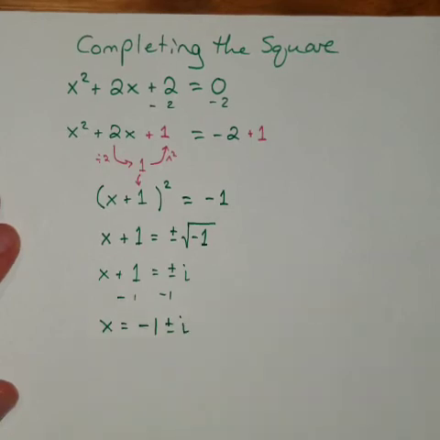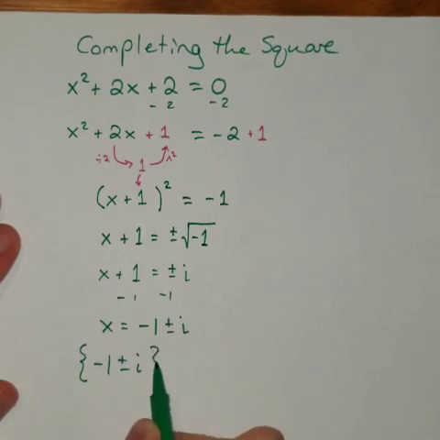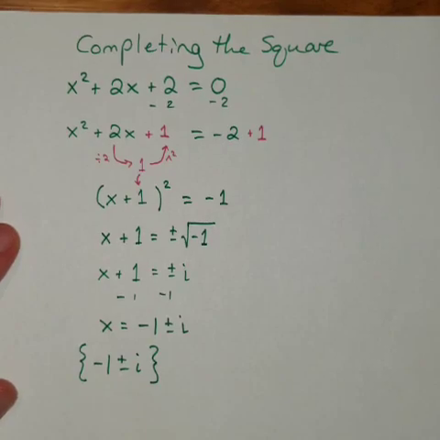And so there are two complex numbers here that are solutions to the original equation. They are negative 1 plus i and negative 1 minus i. So my solution set will contain those two complex conjugates. Right? Very good.